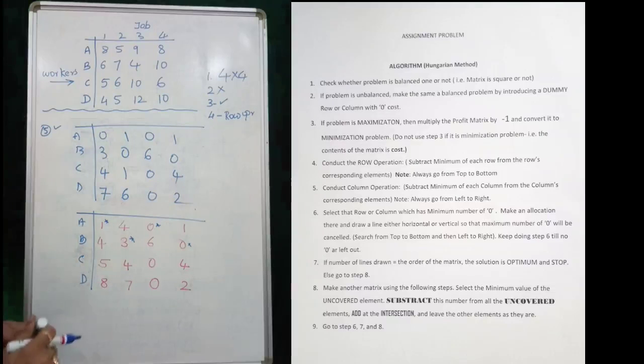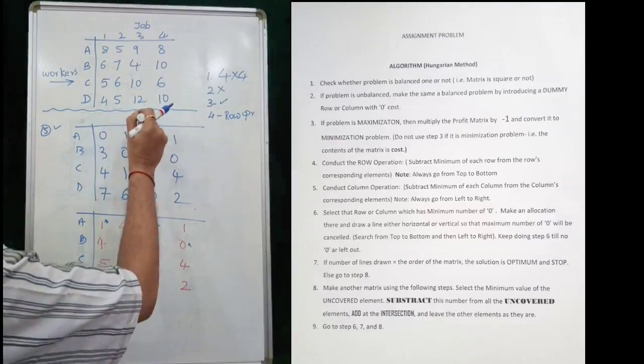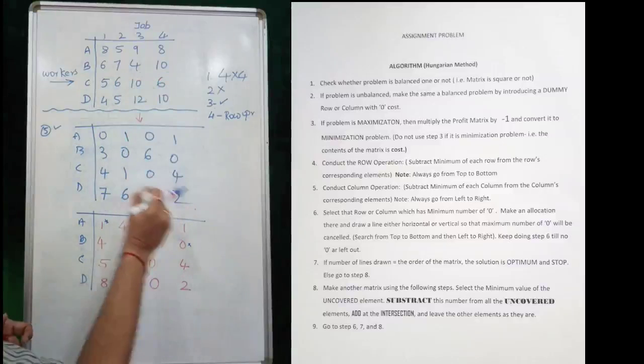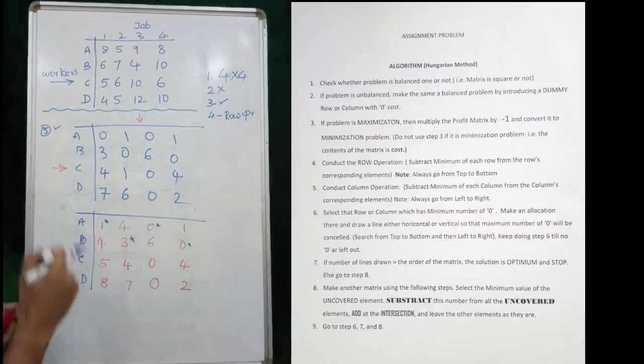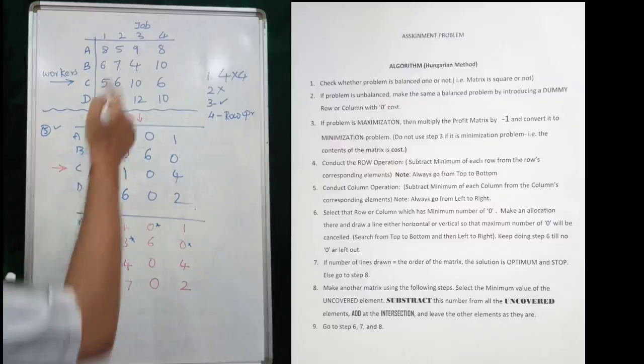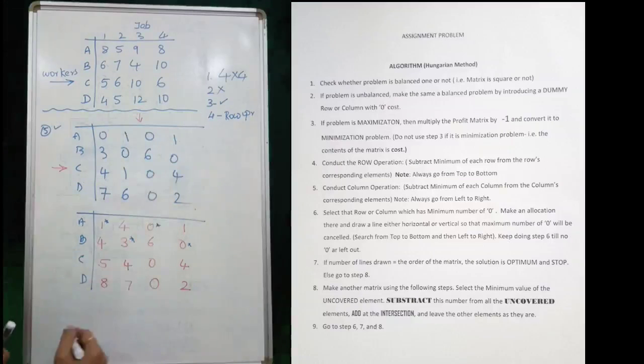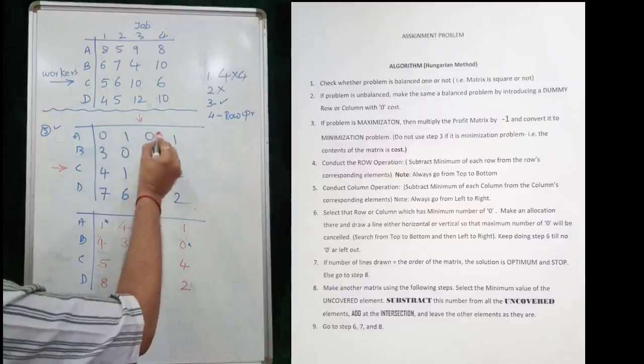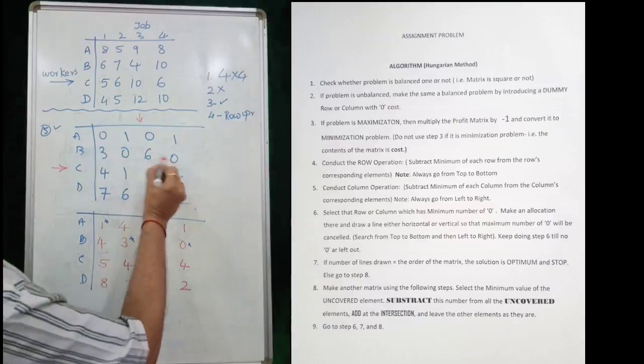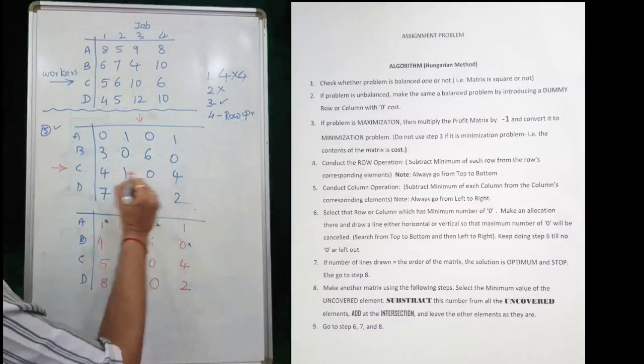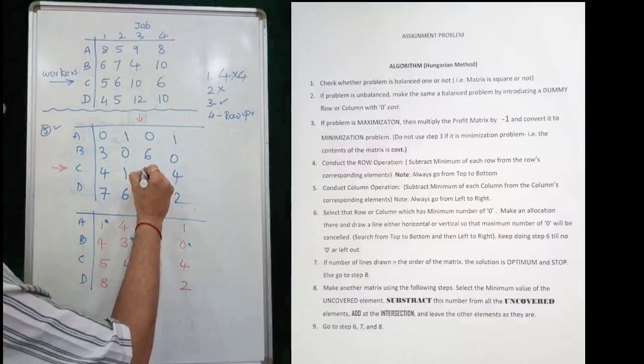Friends, as I told you, always go from top to bottom. Once everything is over here, then go from left to right. So let's go from top to bottom. Let's take the first row. If I take the first row, what am I going to get? I have got 2 zeros in the first row. In the second row, I have got 2 zeros. Leave it. In the third row, I have got 1 zero. I have got the minimum number of zeros.